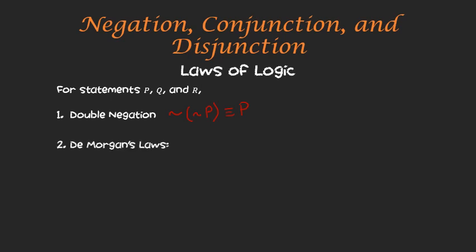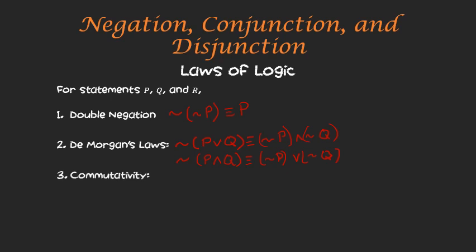De Morgan's laws we just saw on the last slide. This tells us how a negation works with conjunction and disjunction. So negating a disjunction gives us a conjunction, and negating a conjunction gives us a disjunction, or not Q. So those will be really handy, but there's a few more you should be aware of.